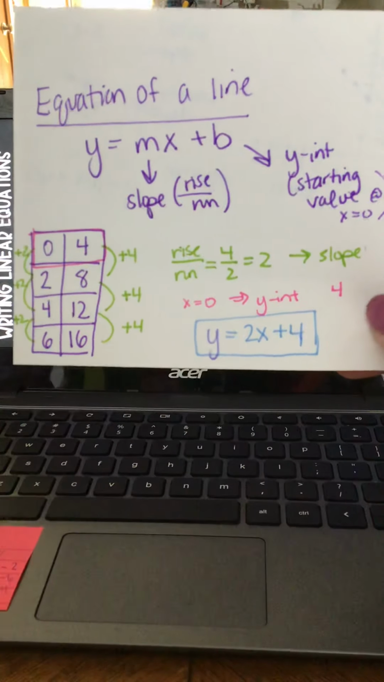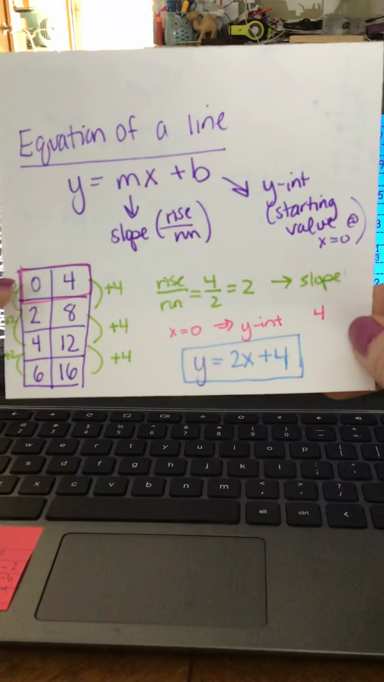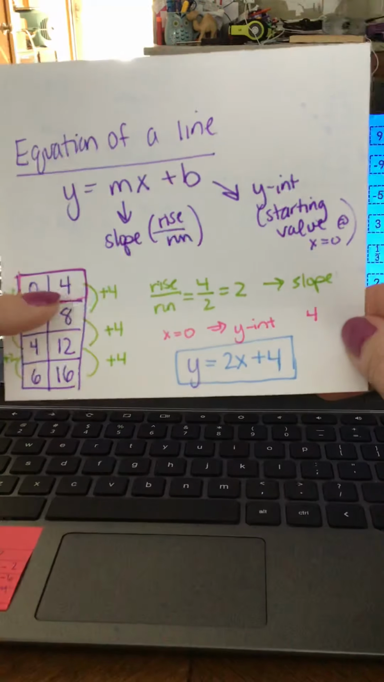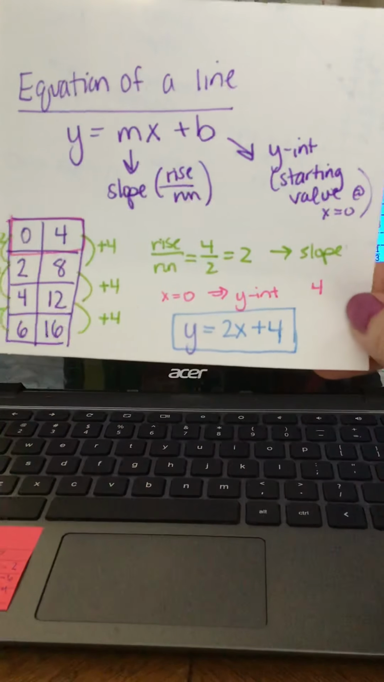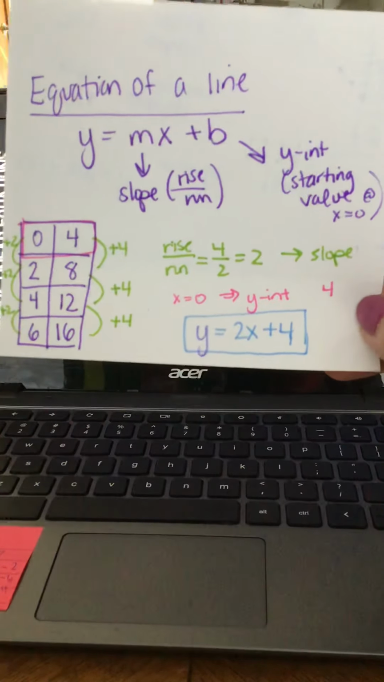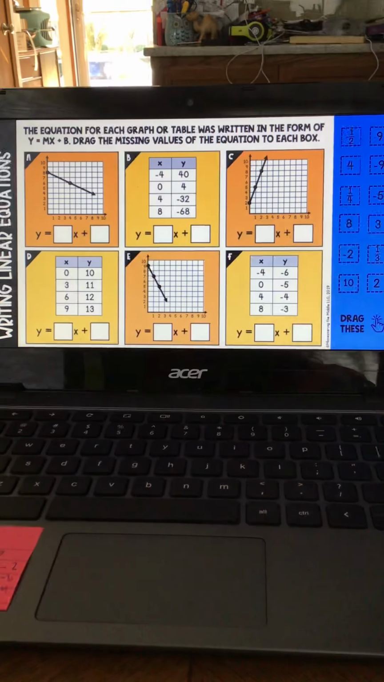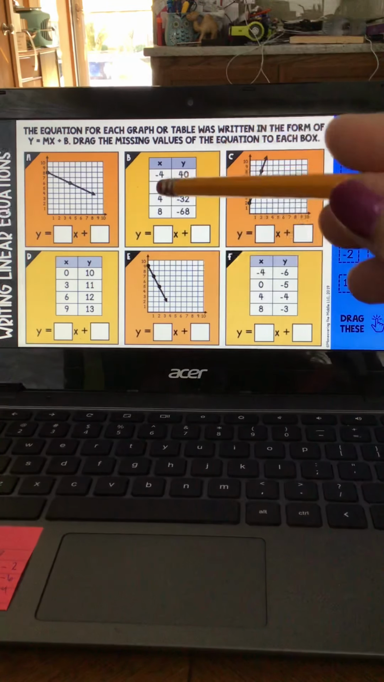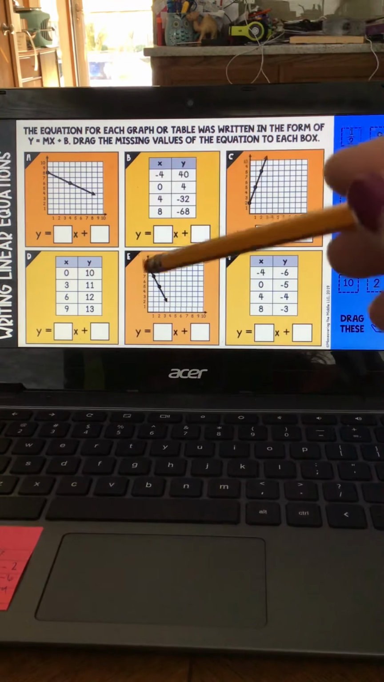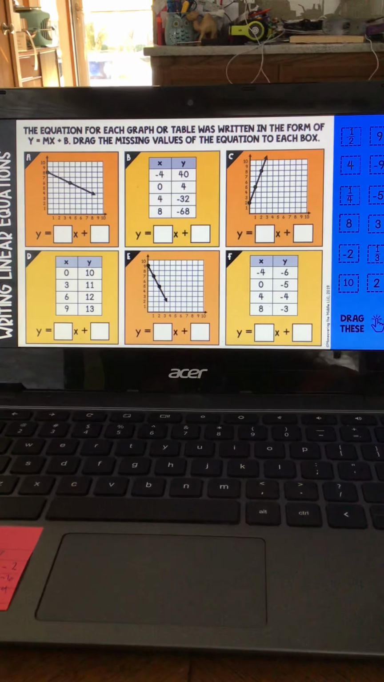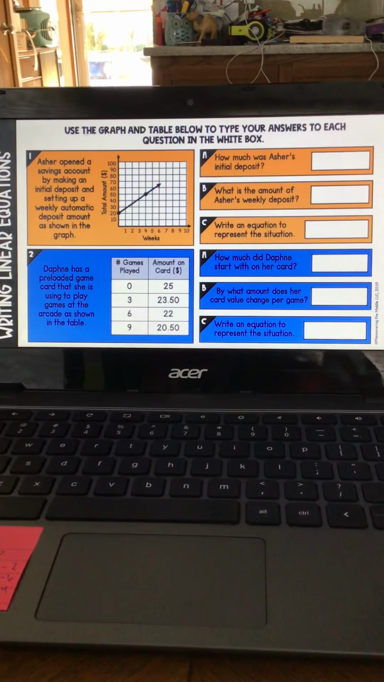Your y-intercept is basically what is your value when x is equal to 0. So when x is equal to 0, your y value is 4. That's your y-intercept. So my line would be y equals 2x plus 4. If you are having trouble finding the matches, if you think that your equation is right, you should be able to plug in your input and get your output. So that's that page.